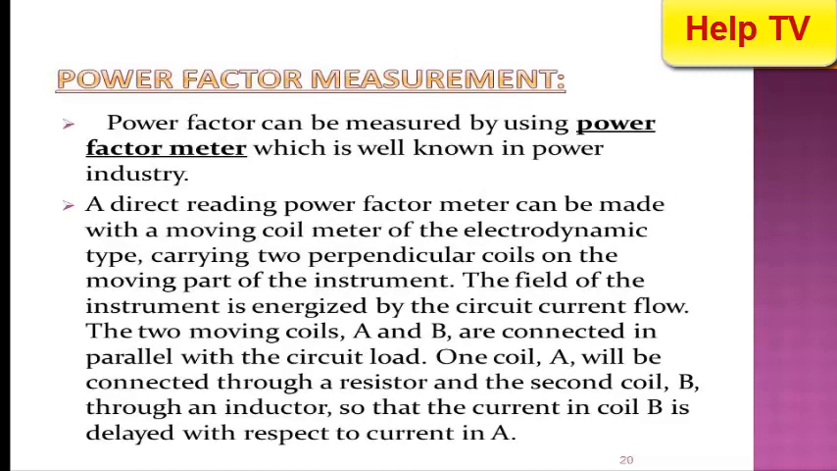Power factor measurement. Power factor can be measured by using a power factor meter, which is well known in the power industry. A direct reading power factor meter can be made with a moving coil meter of the electrodynamic type, carrying two perpendicular coils on the moving part of the instrument. The field of the instrument is energized by the circuit current flow. The two moving coils, A and B, are connected in parallel with the circuit load. One coil, A, will be connected through a resistor and the second coil, B, through an inductor, so that the current in coil B is delayed with respect to current in A.